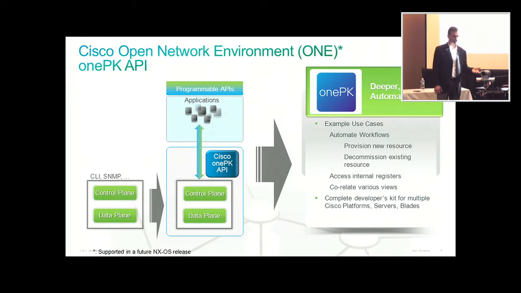Accessing internal registers, correlating the various views. So for example, with aliases, you may have different types of aliases for the same thing, zoning alias, device alias, and so on. So just correlating. They can basically write their own scripts using the developer's kit that is being developed for One PK. So this is work in progress, and this is something that we'll be supporting in the future, but I just wanted to share it with you. This is something we're looking at as well and looking to support.